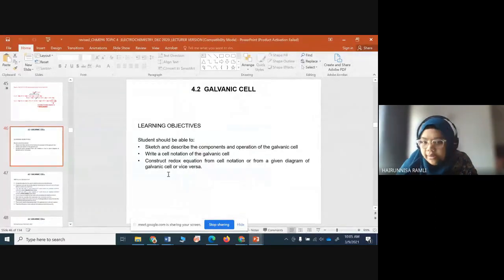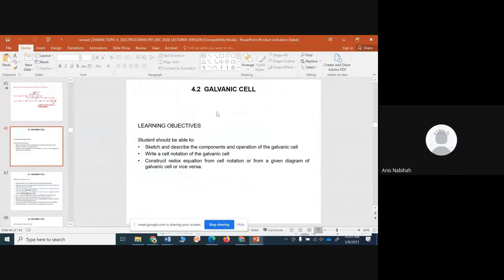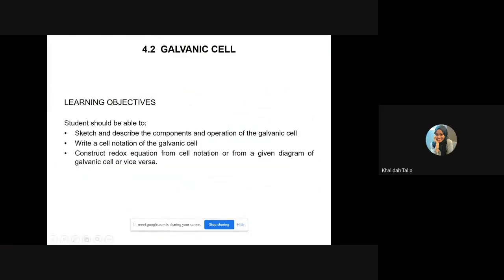Boleh nampak saya punya slide? Boleh. Boleh. Okay.